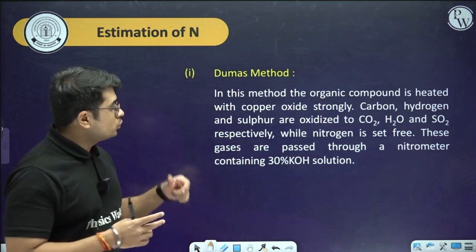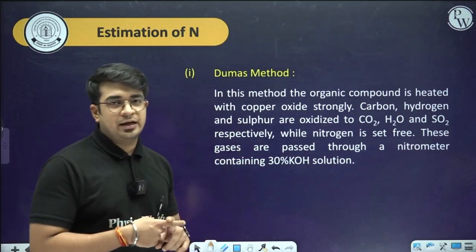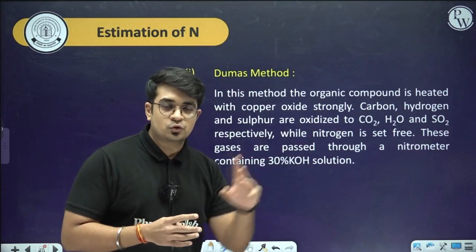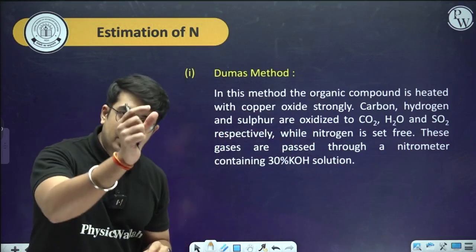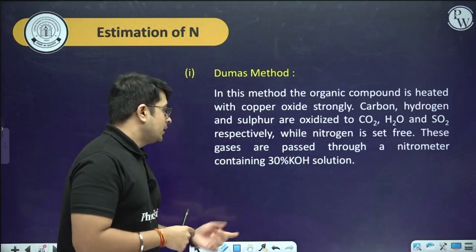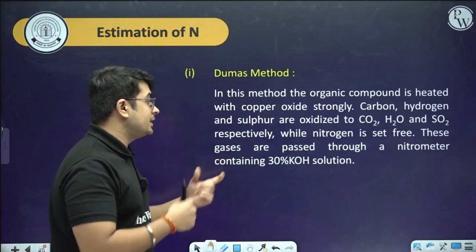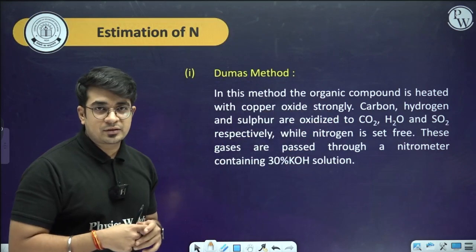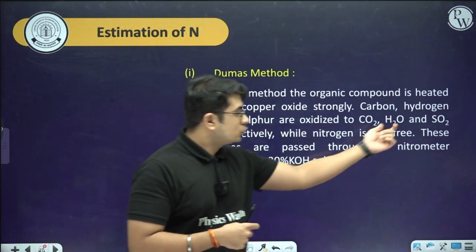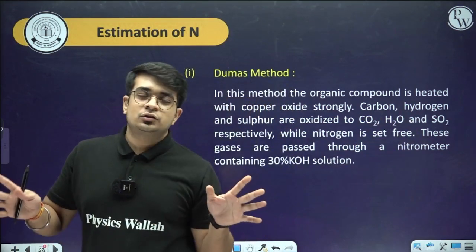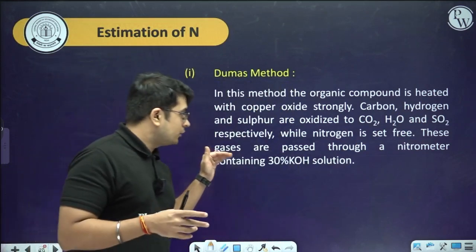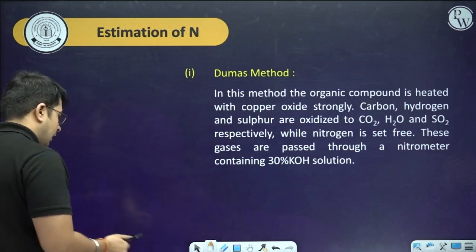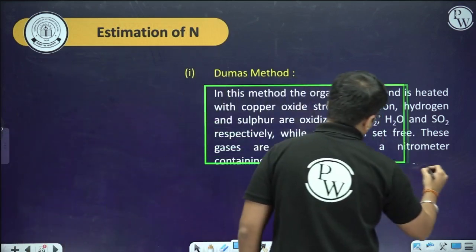So I'm using copper oxide to convert the entire part into gaseous state so that they are not going to interfere with the test. I can remove CO2, I can remove H2O, I can remove even SO2, and the only part which is set free will be nitrogen. Now these gases are passed through a nitrometer containing 30% KOH solution. If CO2 is there, definitely KOH is going to absorb it. KOH is basic, so definitely it's going to absorb SO2 also. And water is not going to hinder anything. So nitrogen will be directly passed to the nitrometer to check the amount of nitrogen being produced. I hope this first part is clear.